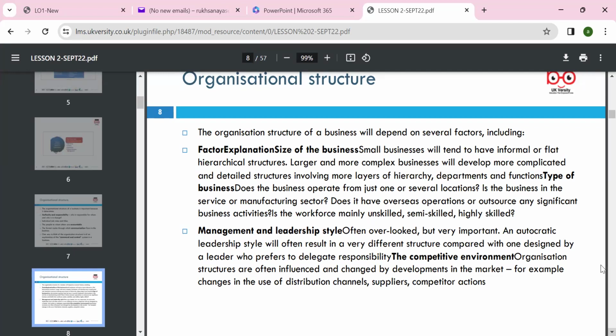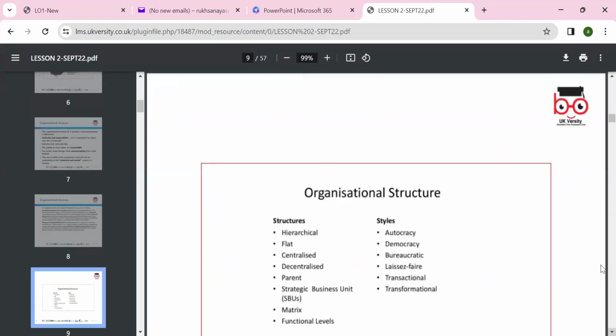So management and leadership style need to be adopted. It can be autocratic, democratic, transactional, transformational, or situational leaders. It depends on the business. Competitive environment, of course, we have huge competition. We need to adopt the style that can differentiate us from our competitors and fulfill the needs and wants of the customer, and accelerate and achieve the objective.